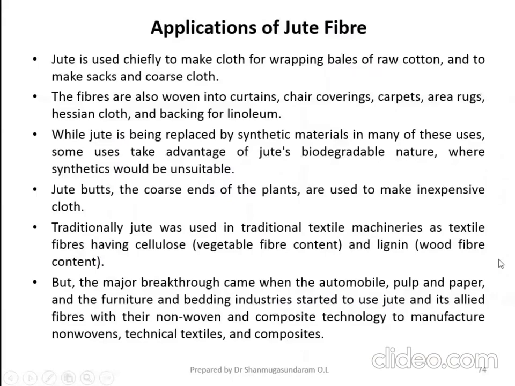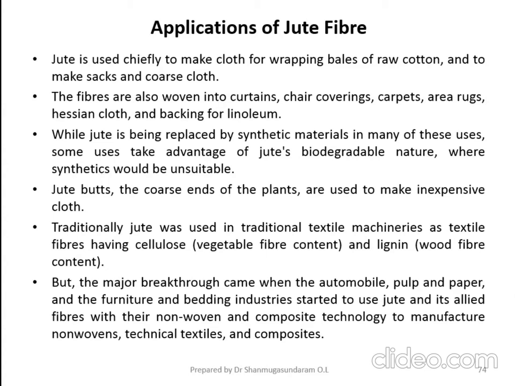So coming to the application part, jute is used chiefly to make cloth for wrapping bales of raw cotton and to make sacks and coarse cloth. The fibers are also woven into curtains, chair coverings, carpets, area rugs, design cloth or backing for linen. While jute is being replaced by synthetic materials in many uses, jute has some advantages. Jute is a biodegradable fiber, whereas synthetic fiber is not biodegradable. That is the reason why we are replacing synthetic fiber in some situations.